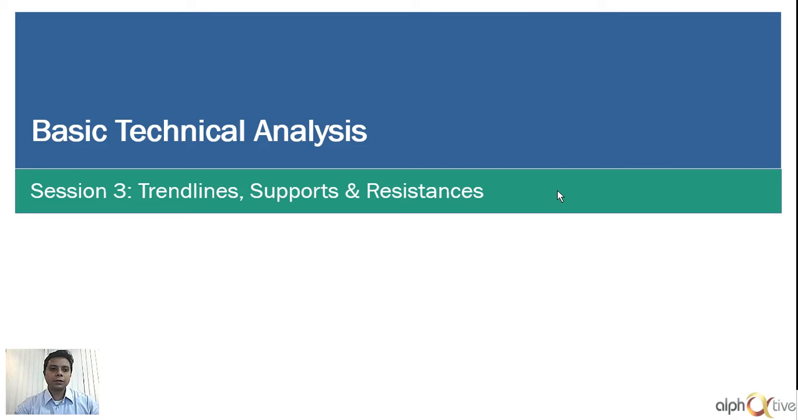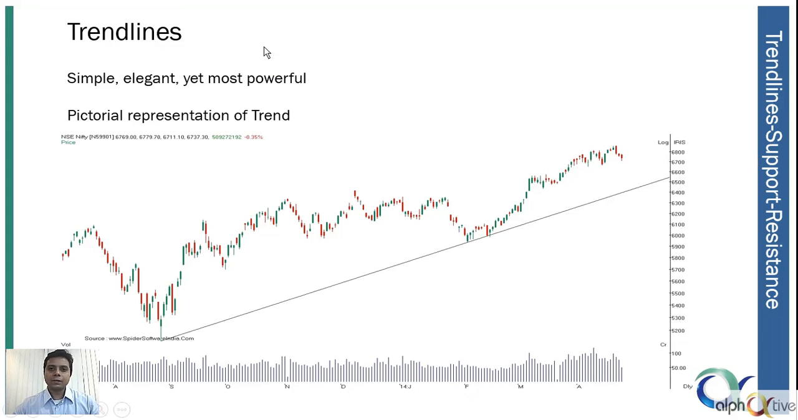Today's session is the third one in our series of basic technical analysis, and today we'll be talking about trend lines, supports and resistances. Well, a trend line is a simple y equal to mx plus c, the simple equation of a straight line. Now you can see over here I have the chart of NSE Nifty, and it's a simple black line which is sloping up, joining the lows. This is essentially the trend line that any technical analyst uses in his chart.